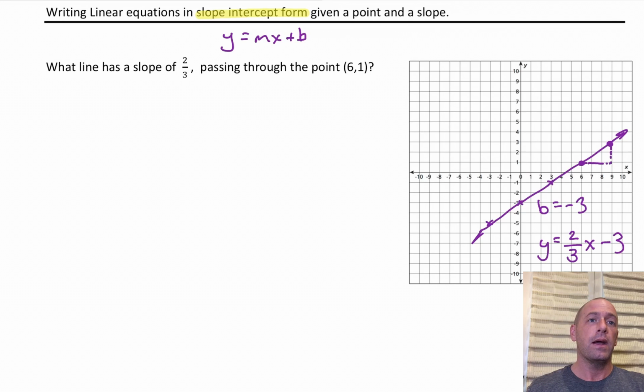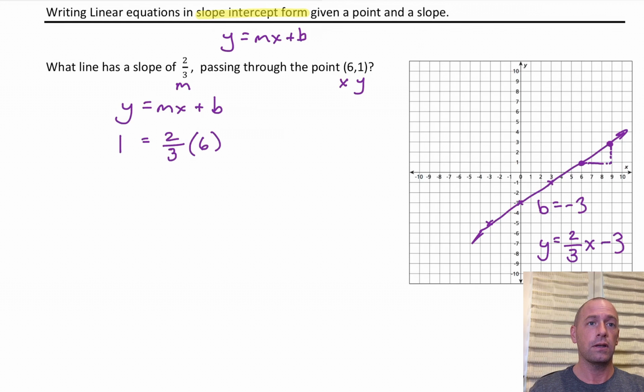There you go. Now, how would you have done it without a grid? Algebraically, you do the exact same thing. You use the point and the slope that was given to work backwards to find the y-intercept. So we know m is 2/3. We know our x and y, the point on the line, is (6, 1). So let's just feed these into the equation. Y is 1, m is 2/3, x is 6, b we're not sure about yet.